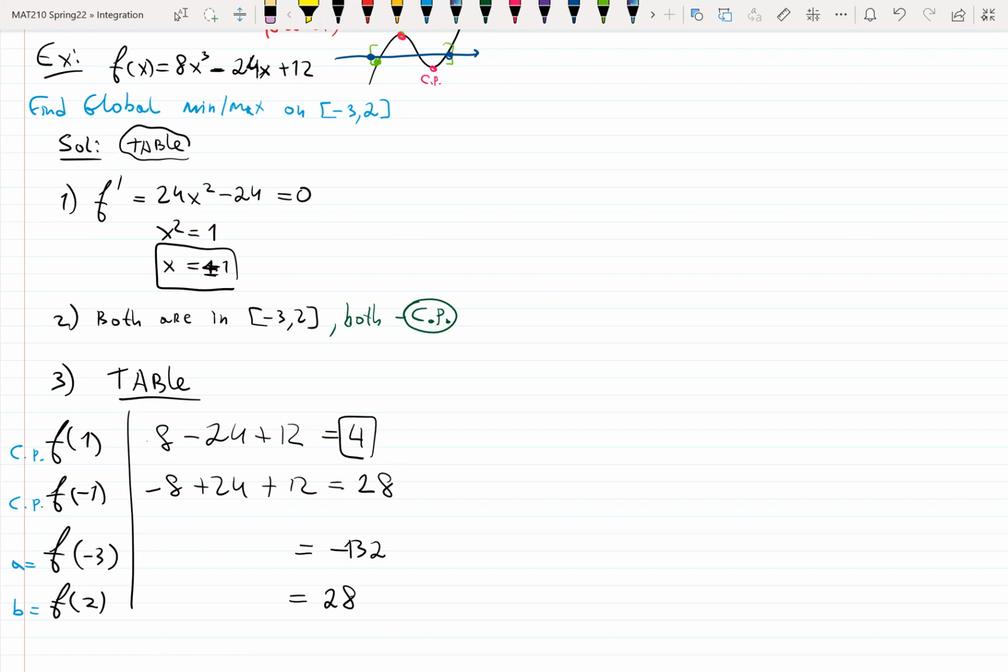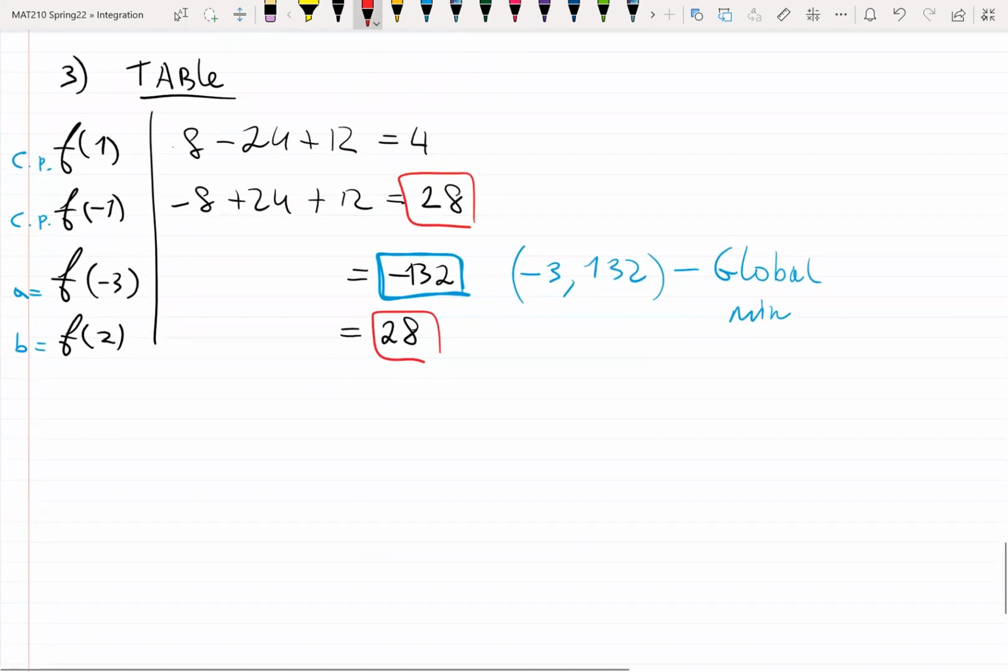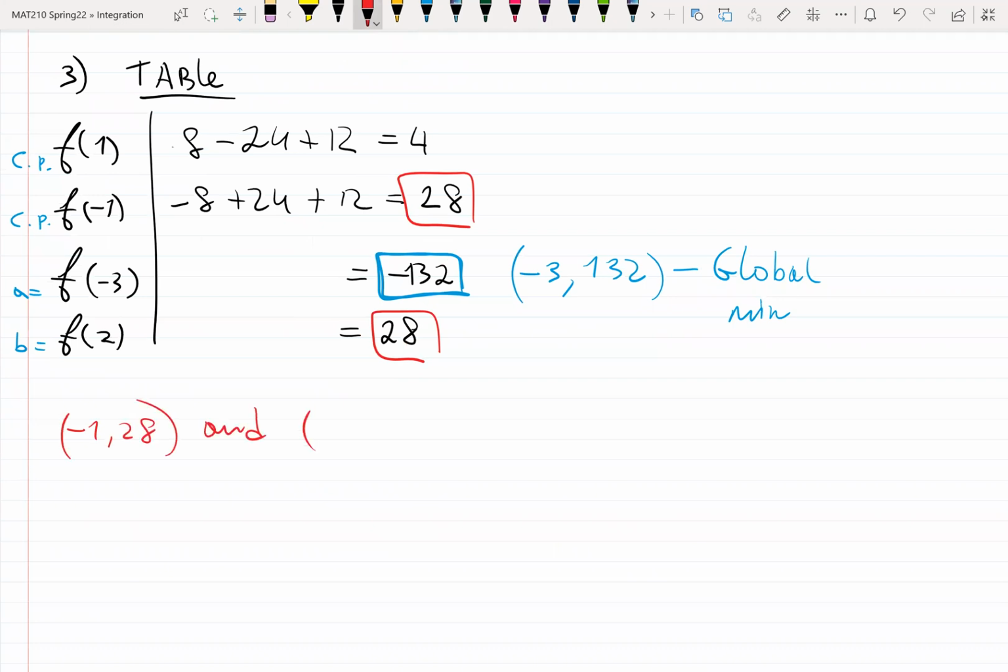So the minimum is this one, the negative wins. Thus, minus 132 is my global minimum. And it's also on the left endpoint. Nice. What is the biggest value? There are 2 winners, 28 and 28 were found with 2 inputs. Minus 1, 28 and 2, 28. Those are 2 global maximums. Like so. That is the answer.